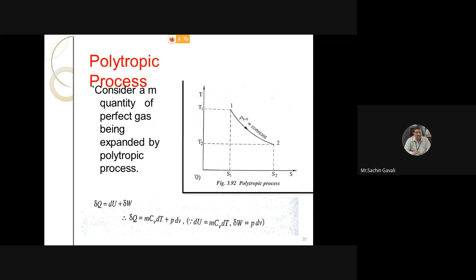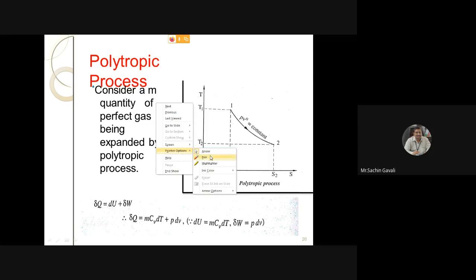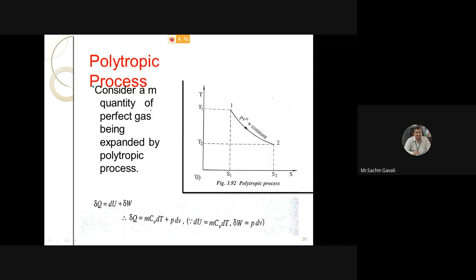Then they have given one process, that is the polytropic process, entropy change during a polytropic process. So here consider m kg of gas expanded polytropically from 1 to 2. The 1 to 2 process is polytropic. It will follow the law PV raised to n is equal to constant, or C. Okay, it is following the law.